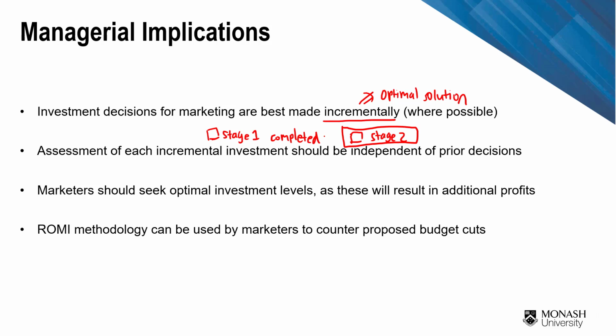Marketing should seek optimal investment level because this will give you additional profit. As you become more optimal, obviously you will get more money. And the ROMI methodology can be used by marketers to counter-propose budget cuts. If you have a budget cut in your department, you can say, you see that my ROMI is actually more than our hurdle rate, hence we should increase our investment level. So it gives you more concrete direction.